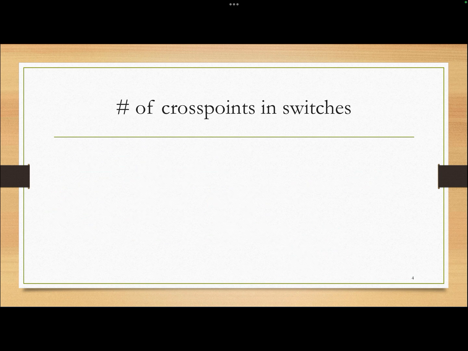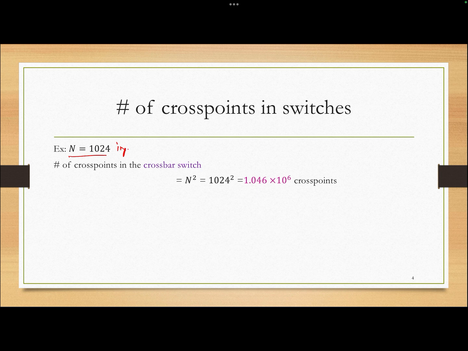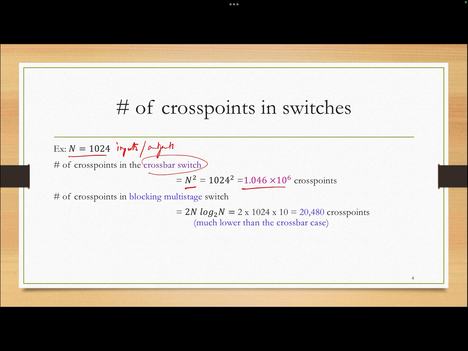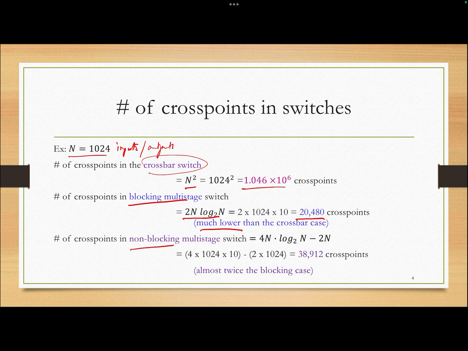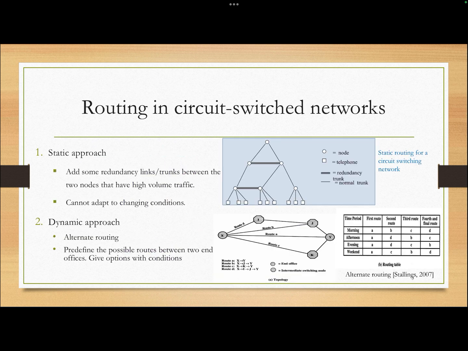Now we calculate the number of crosspoints in the switch for n equal to 1024 inputs and outputs. The number of crosspoints for the crossbar is n squared, about 1.046 million crosspoints. For the blocking multi-stage switch, using this formula, you get about 20,000 crosspoints, which is much lower than the crossbar. For the non-blocking switch, you have this formula and get about 39,000 crosspoints, which is almost twice the blocking case, but still much lower than the 1 million in the crossbar switch.